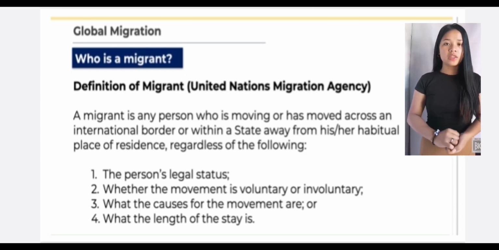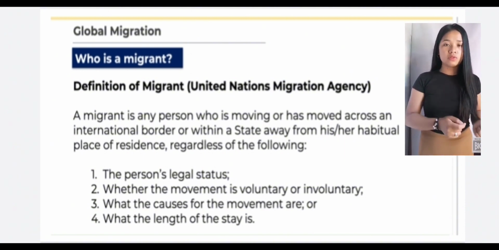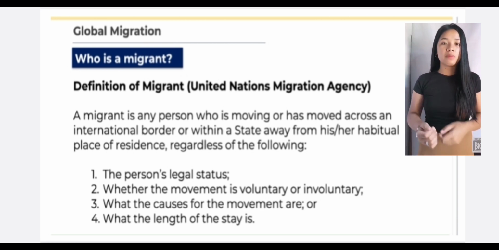Definition of migrant. United Nations Migration Agency. A migrant is any person who is moving or has moved across an international border or within a state away from his habitual place of residence, regardless of the following.